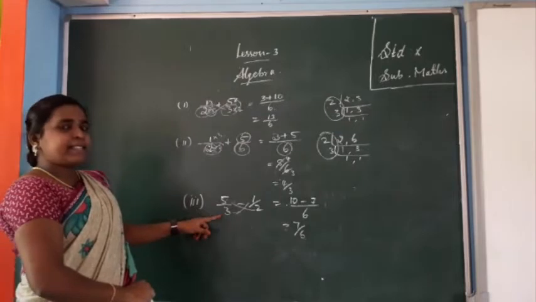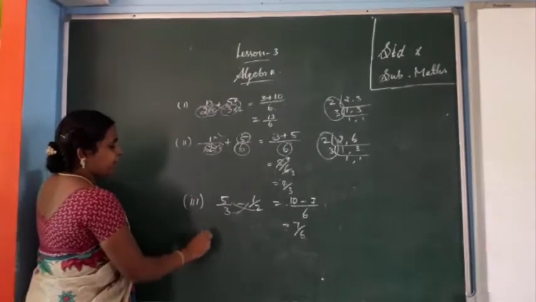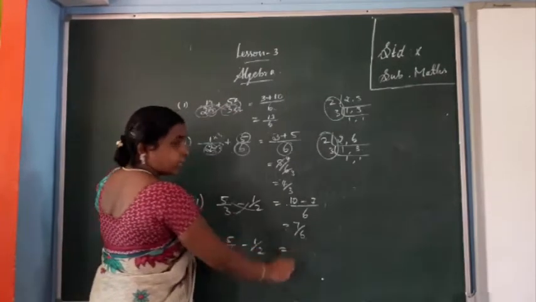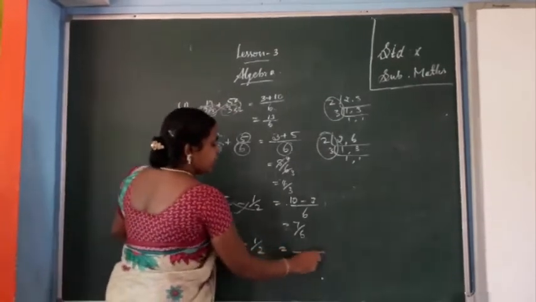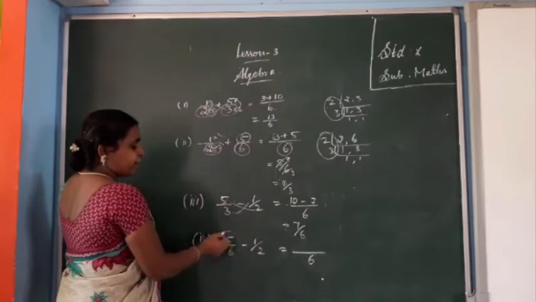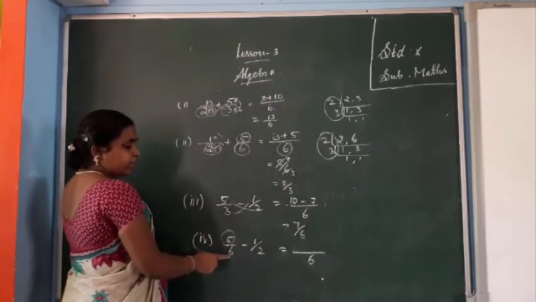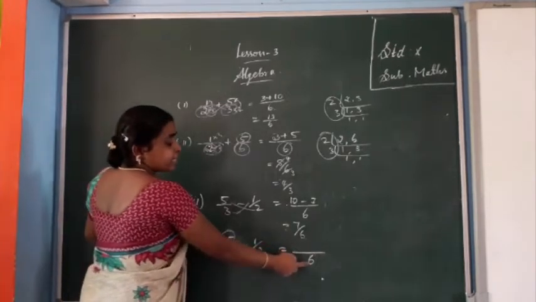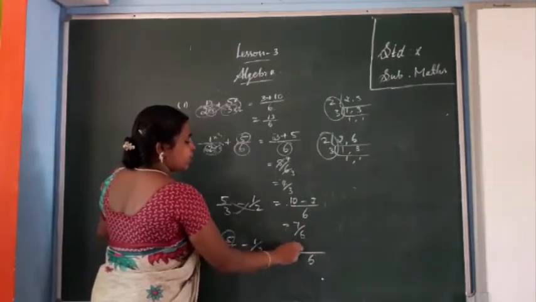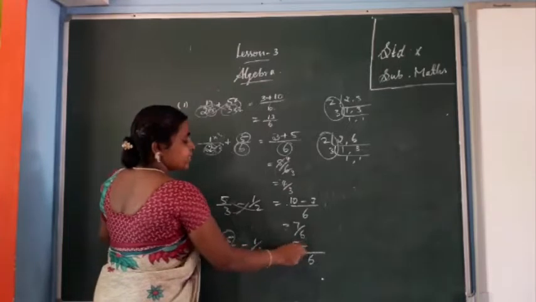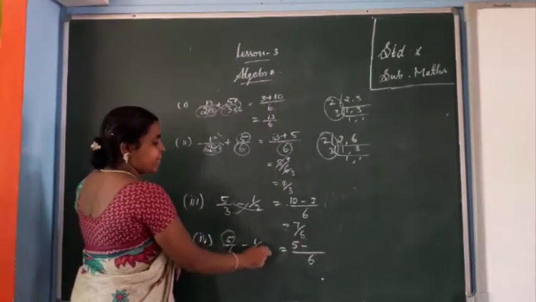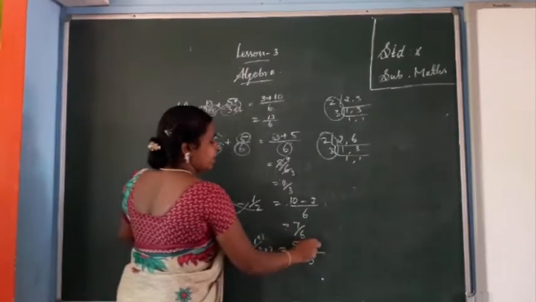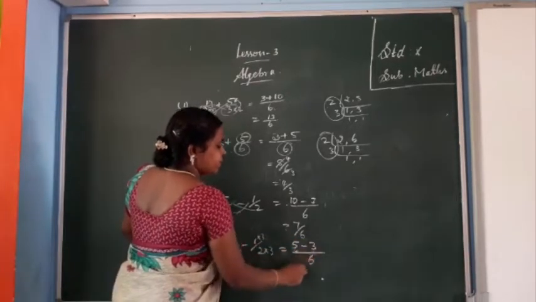If 5 by 6 minus 1 by 2 equal to... here the LCM is 6. So first part, no change, since it is already 6. The numerator also has no change, so 5. Minus is there. If you multiply 2 by 3, you get 6, so the numerator is multiplied by 3. So 1 into 3 is 3. So 5 minus 3 is 2.